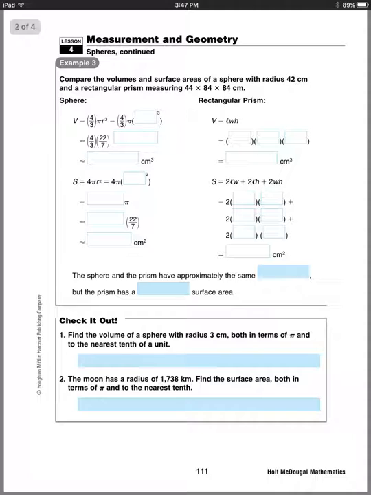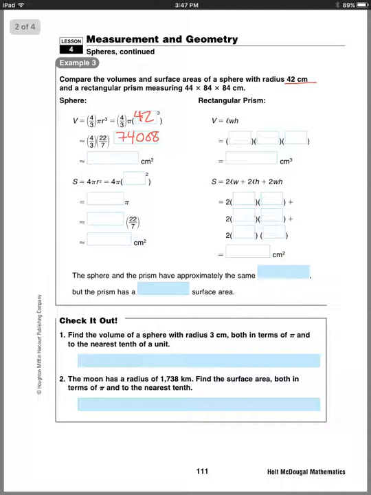Compare the volumes and surface areas of a sphere with a radius 42 centimeters and a rectangular prism measuring 44 by 84 by 84. So, here we go. I'm going to find the volume of each first. So the volume of a sphere, remember, is 4/3 pi r cubed. It says the radius is 42. So we're going to put 42 in. And 42 cubed is 74,088.